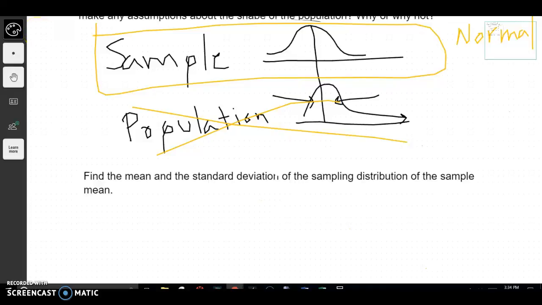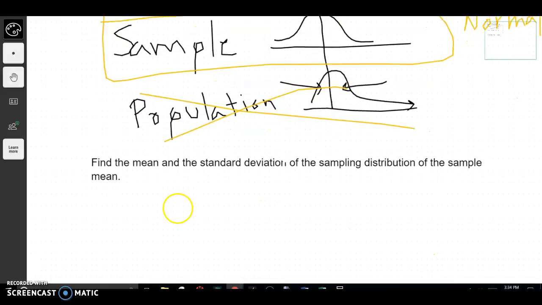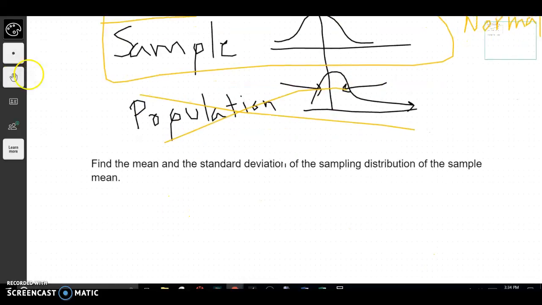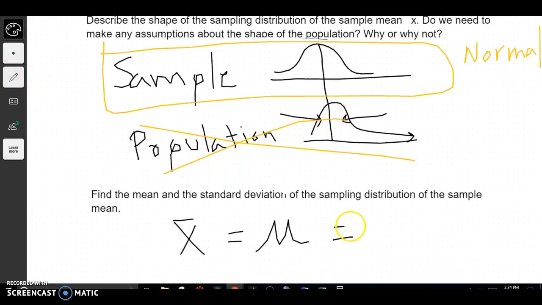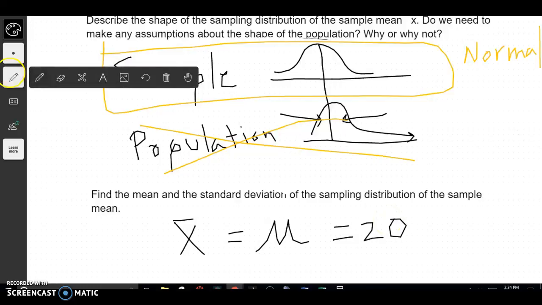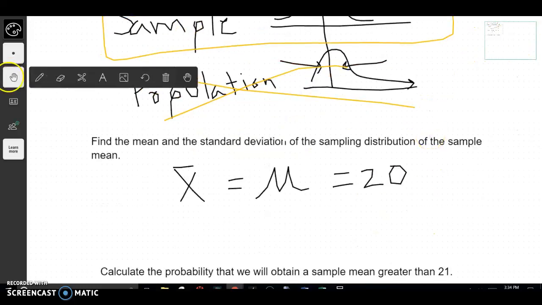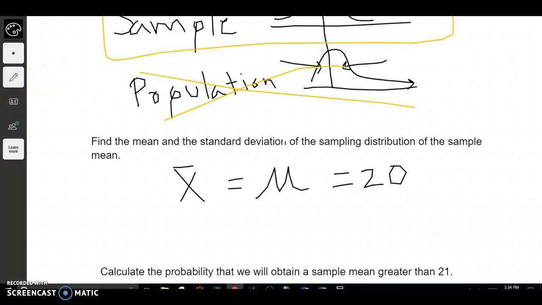Okay. Let's see if we can find some things. It says to find the mean and standard deviation of the sampling distribution. Well, we know that the mean of the sampling distribution should be the same as the mean of the population. And we said the mean of this population was 20. So the mean of the sampling distribution should be 20, barring any kind of bias or anything that we did very poorly.